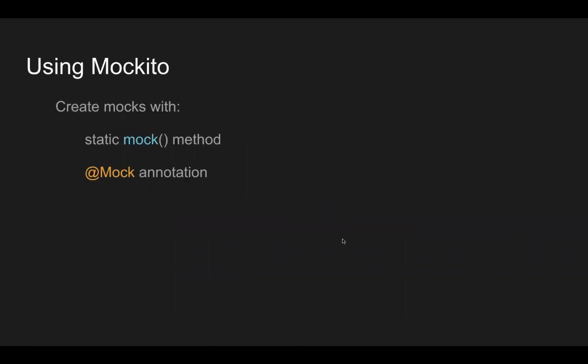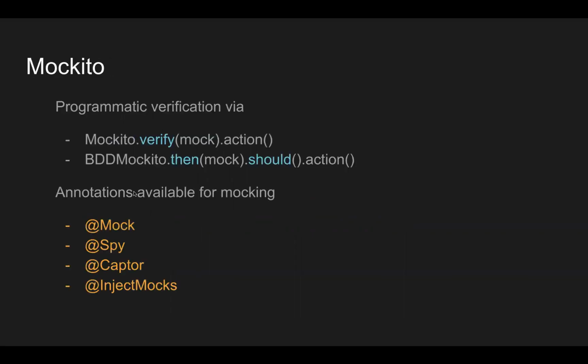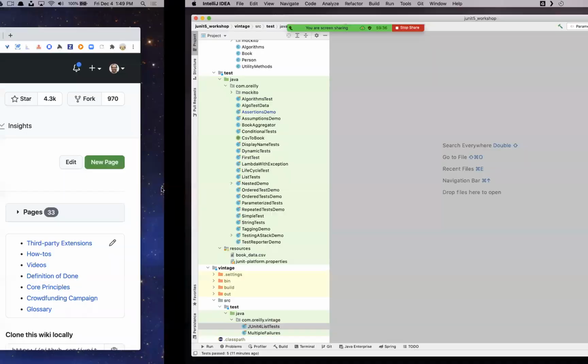So how do you create a mock? Well, there's a mock method. There's also a mock annotation that goes with an inject mocks mechanism, because you need to be able to plug the mocks into the test fixture that you need as well. Now, let me actually go to a couple of examples.